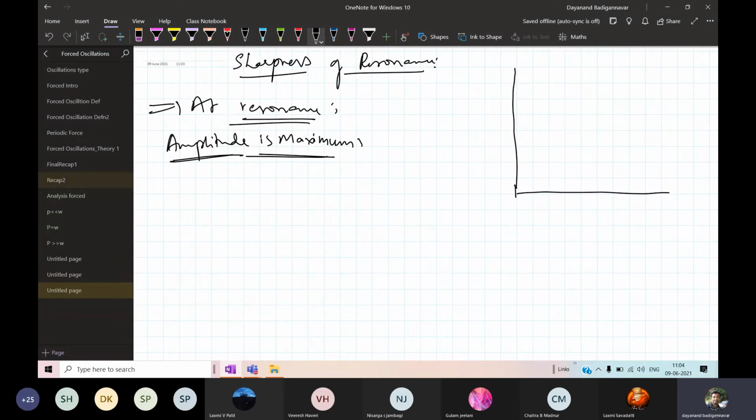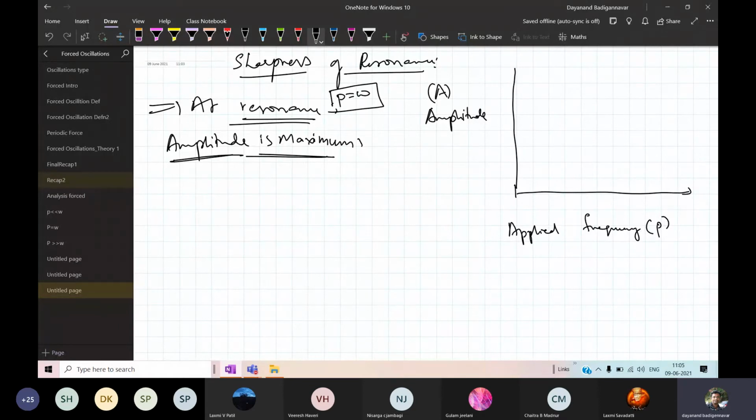Okay, this is amplitude versus the frequency. Which frequency? The applied frequency, P. This is the applied frequency, and this is the amplitude. Now the amplitude is maximum at resonance. Resonance means at the condition P equal to omega. Applied frequency matches with the natural frequency.